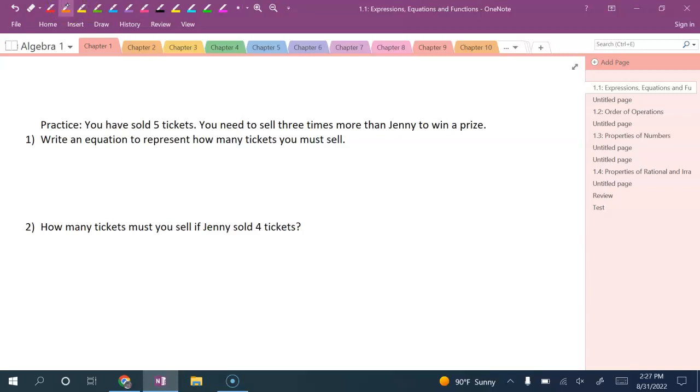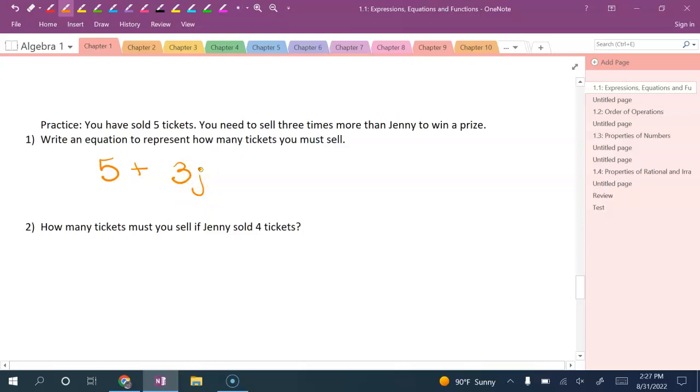So for the equation, you have sold 5 tickets already, so you're going to want to make sure that you write that 5 down and then add it on to what they're telling you that you need to do in order to win. So it says that you need to sell 3 times more than Jenny. Well, we don't know how many Jenny is going to sell, and so I'm going to write 3 times a letter, like J, for Jenny.